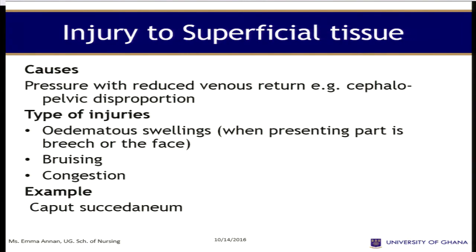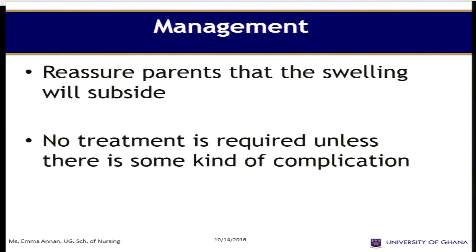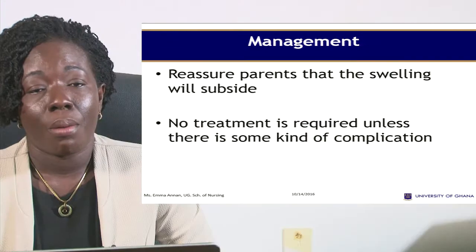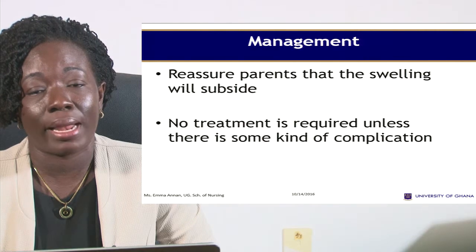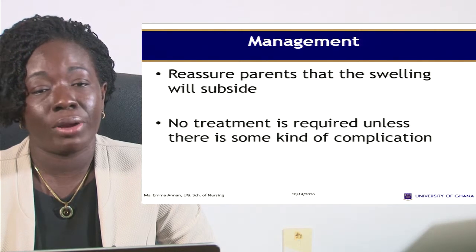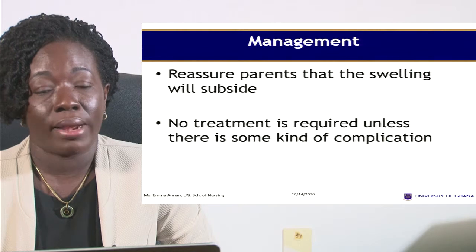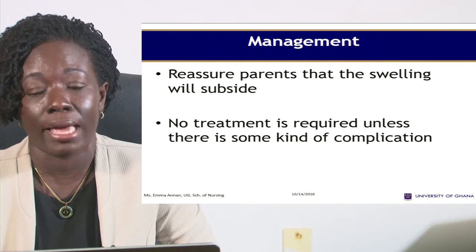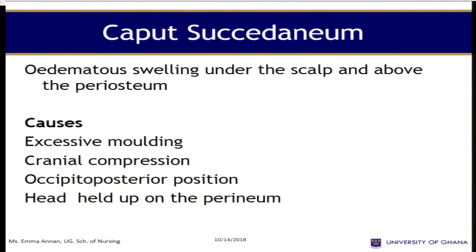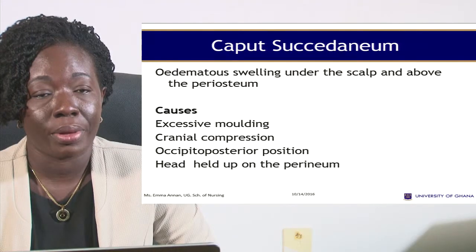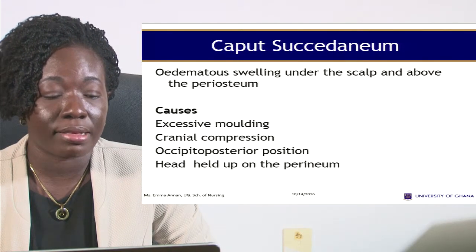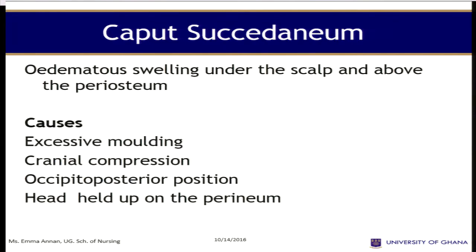So how do you manage a child with Caput Succedaneum? What you do is that you reassure parents that the swelling will subside. Usually we don't give treatment unless there is some kind of complication. So let's look at Caput Succedaneum. Caput Succedaneum is a swelling under the scalp and above the periosteum.